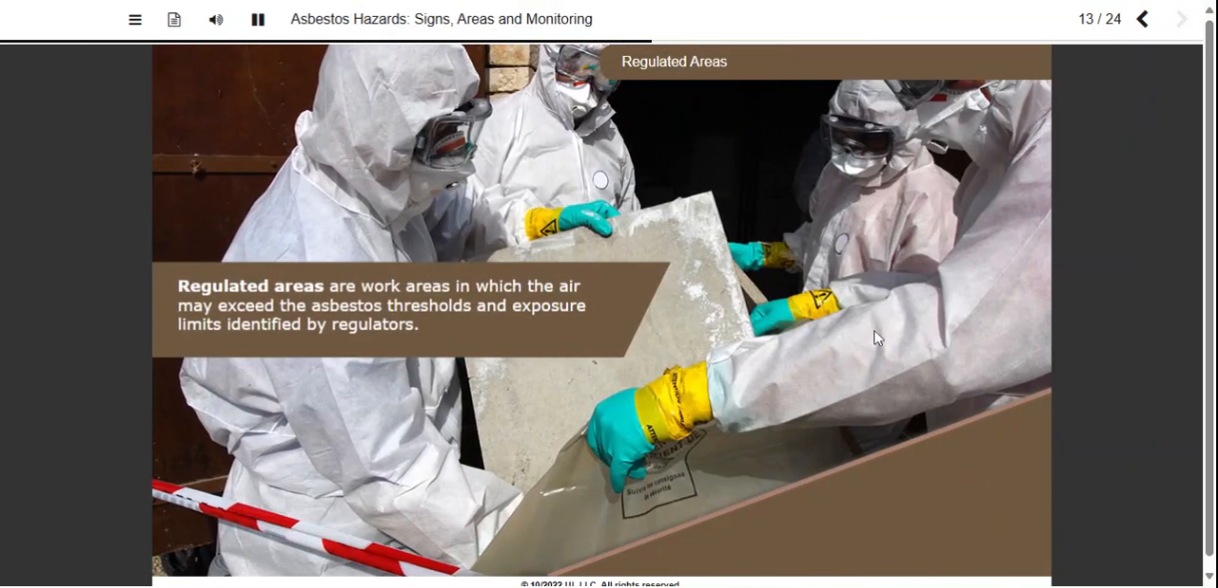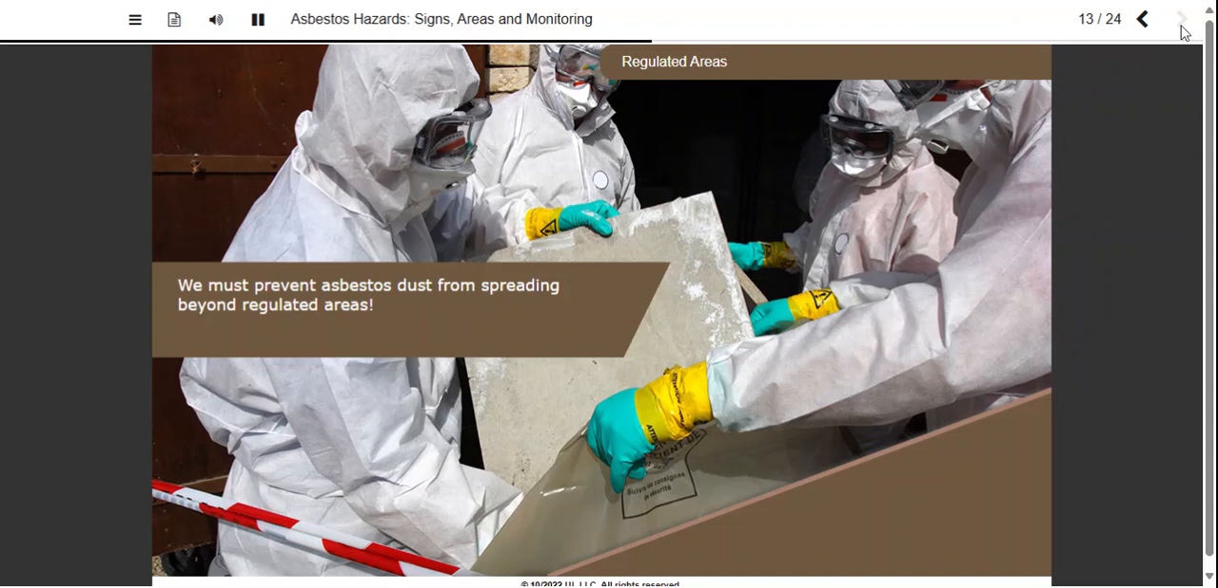A regulated area is a designated work area within which airborne concentrations of asbestos may exceed the thresholds and exposure limits identified by regulators. Any work that may exceed asbestos exposure limits must be performed in a regulated area. Controlling the spread of asbestos dust beyond the work area is critical. Failing to do so can expose people outside the area to asbestos fibers.